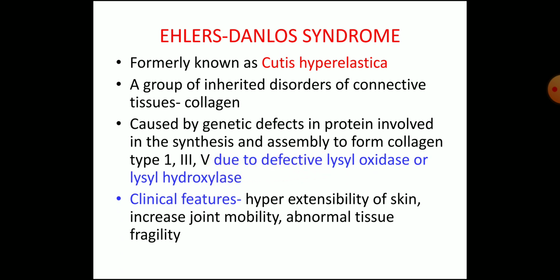And the clinical features are hyperextensibility of the skin, increased joint mobility, and abnormal tissue fragility. So these are the important features of this disease. Joints are hyperextensible, can extend to any type, then increased mobility, the joint can be mobile, and then also abnormal tissue fragility.